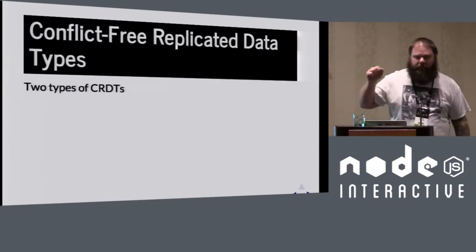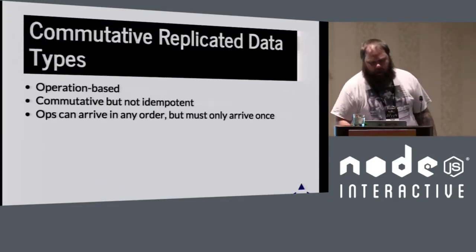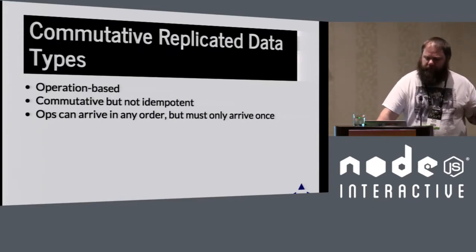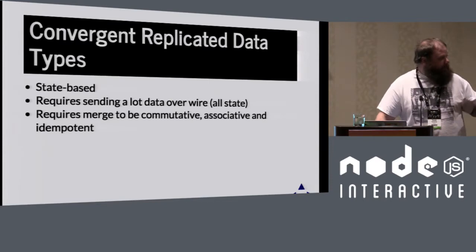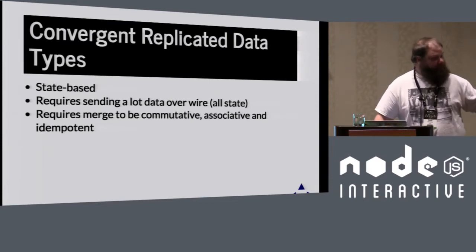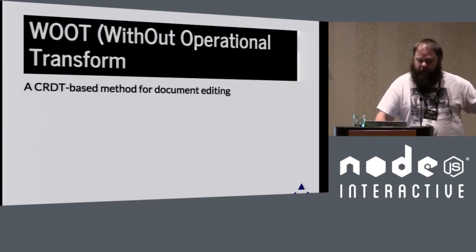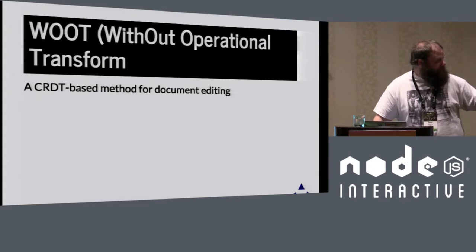So then we also have conflict-free replicated data types. There's two types of them. There's commutative replicated data types, and there's convergent replicated data types. I'm going to kind of go through this quickly because I'm going to really get into operational transform in a second. And then you've got a system called Woot based on those sort of methods.